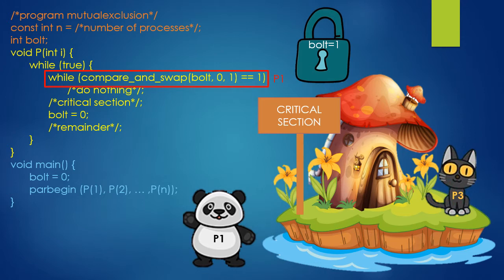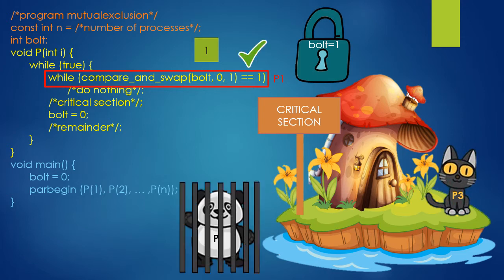P1 is the next to hit the second while and compare bolt with 0. The comparison is false. Bolt remains as it is. Compare and swap returns the old value of bolt, which is 1. The while condition becomes true. P1 is caught in the second while's body, where it repeatedly executes the compare and swap. Every time the comparison is false, bolt remains as it is, the return value matches 1, and P1 remains caught in the loop.